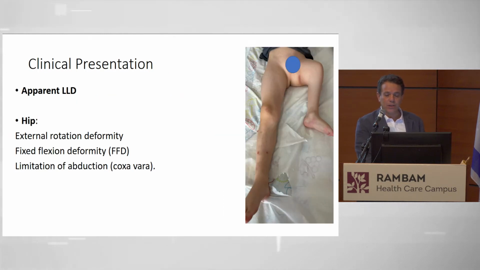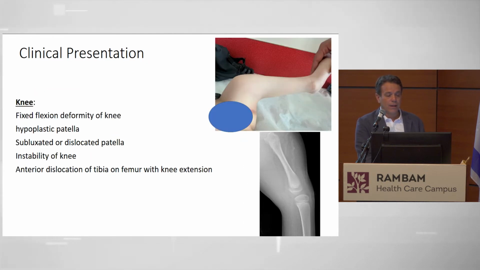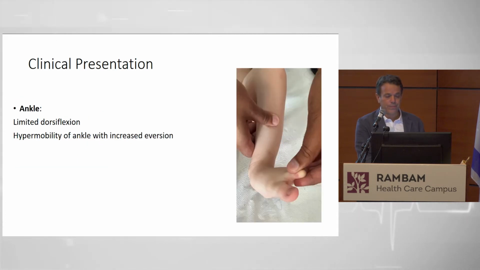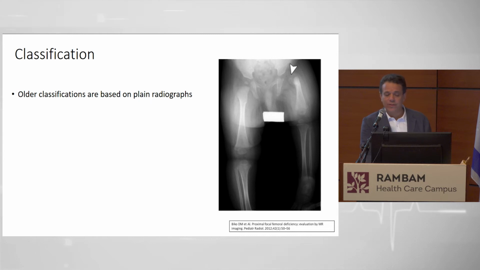About the clinical presentations, usually, of course, we have apparent LLD. The hip usually presents with external rotation deformity, FFD, fixed flexion deformity, and limitation of abduction because of the coxa vara. The knee sometimes presents fixed flexion deformity, hypoplastic patella, subluxated or dislocated patella, instability of the knee, and sometimes we have ACL deficiency and anterior dislocation of tibia on femur with extension. The ankle is very diverse, with a lot of clinical presentations, but we many times see limited dorsiflexion and hypermobility of the ankle with increased eversion.